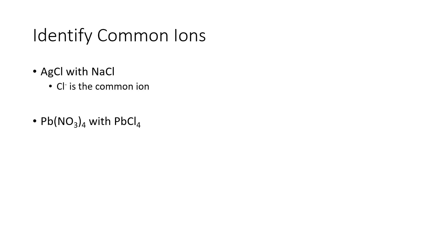For lead-4 nitrate and lead-4 chloride, the common species is lead. Lead-4 plus is the common ion. Pretty much you can just look at it and go, what's the same between these 2 things? And that'll tell you what your common ion is. It is not rocket science. So going forward, let's try to do some math involved with this stuff that's a little bit different from what we've done previously.